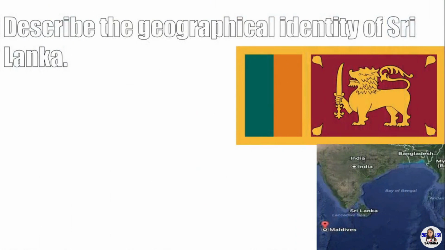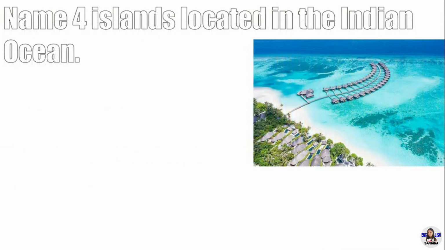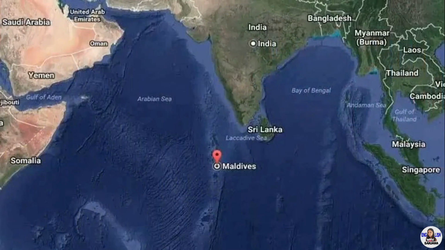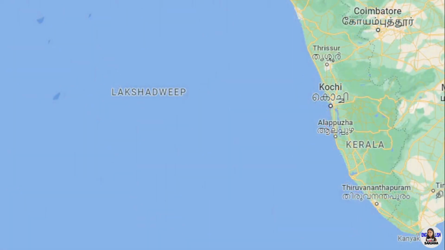Let's see how we can describe the geographical identity of Sri Lanka. As we all know, Sri Lanka is an island. It is located in the Indian Ocean and it is below India. Name four islands located in the Indian Ocean: Maldives, Andaman, Nicobar Archipelago, and Lakshadweep. This map shows us the location of Maldives. Next, the location of Andaman and Nicobar Islands. And finally, the location of Lakshadweep.